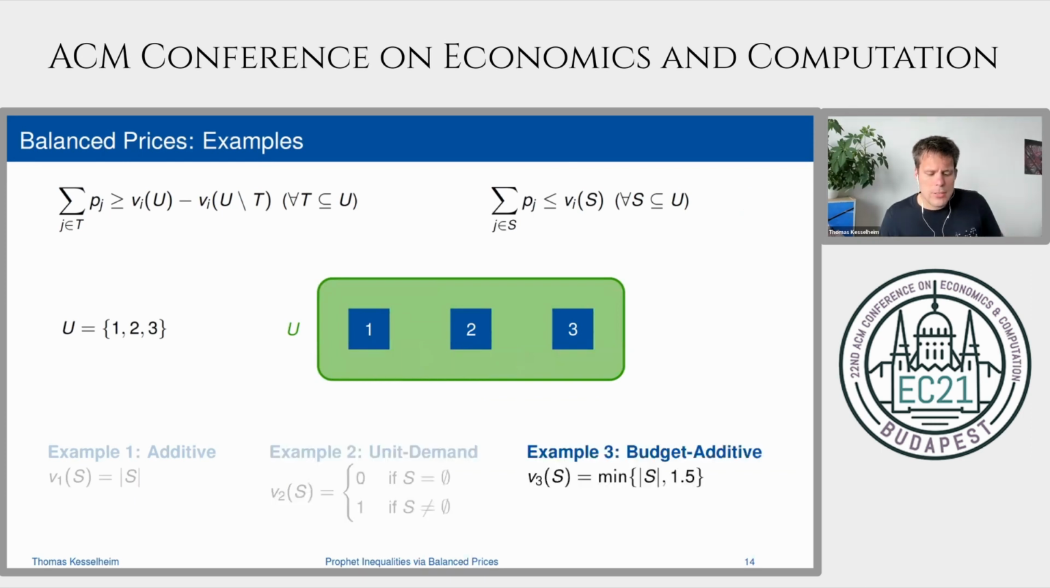And this now you can also do in a more general way. For example, if you have a budget additive function, then you can also define prices like this, which fulfill both these inequalities. In my example here, I would now have a value of number of items, but at most 1.5. Well, then I could, for example, set prices like this, having a price of 0.5 for the first item, a price of 1 for the second item, a price of 0 for the third item. And then these would also be balanced in the sense that they're not too low, but also not too high. Cool.